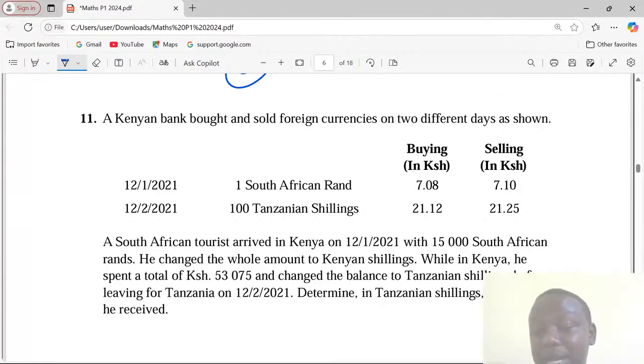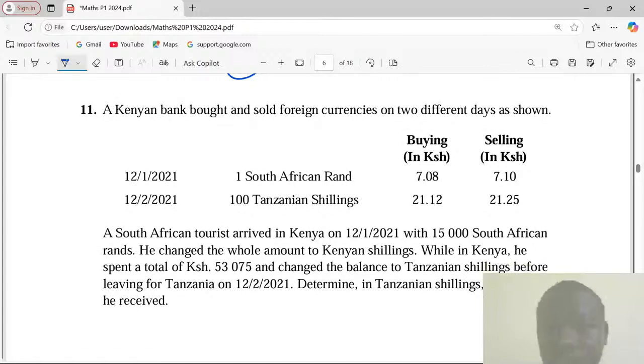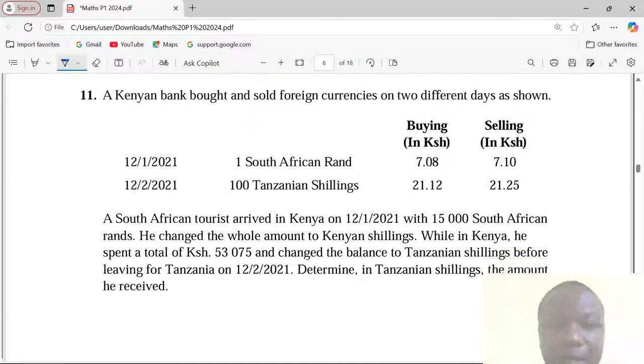Let's look at number 11. Number 11 is a question on commercial arithmetic, specifically currency exchange rates. A Kenyan bank bought and sold foreign currencies on 2 different days as shown.